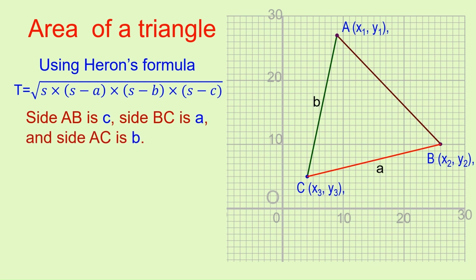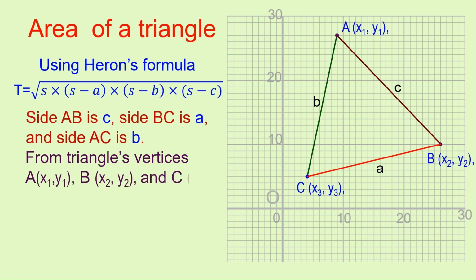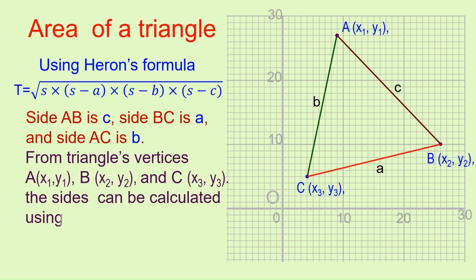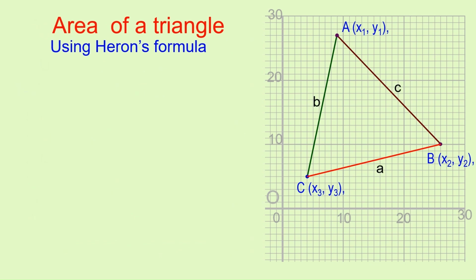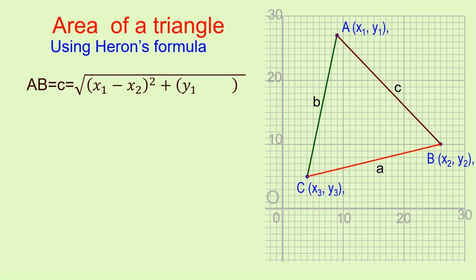Side AB is c, side BC is a, and side AC is b. From the triangle's vertices A (x1, y1), B (x2, y2), and C (x3, y3), the sides can be calculated using the distance formula. AB equals c equals square root of (x1 minus x2) whole squared plus (y1 minus y2) whole squared.